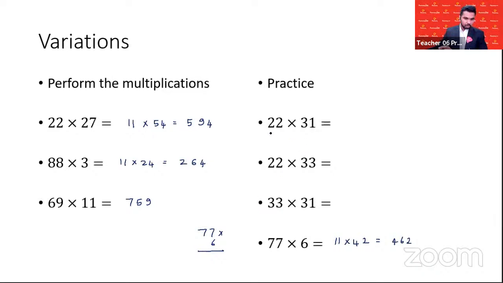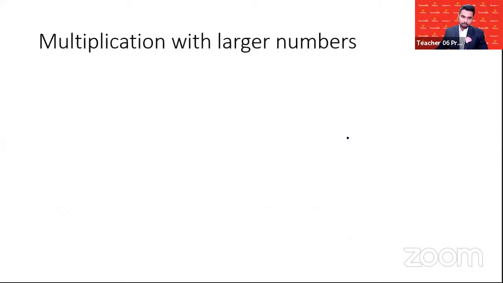Let us do one more example here, which is 22 times 31. This is nothing but 11 times 2 times 31, which is 62. So this is going to be 6, 8, and 2. Hope the ideas were clear up till now.